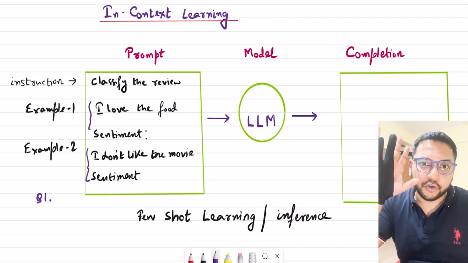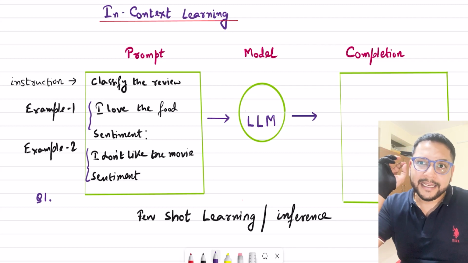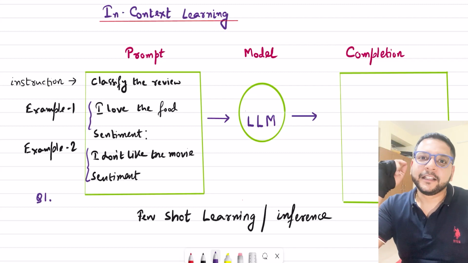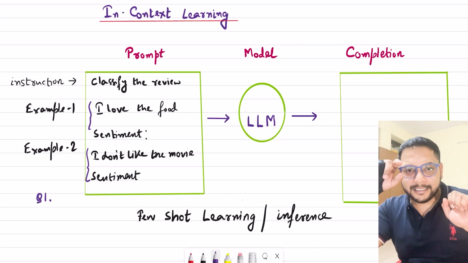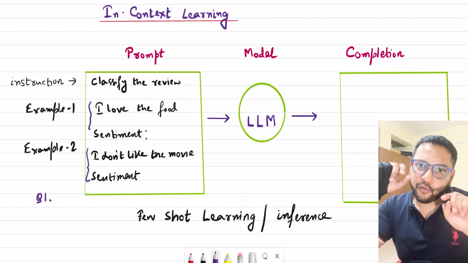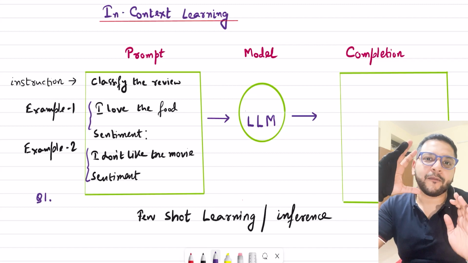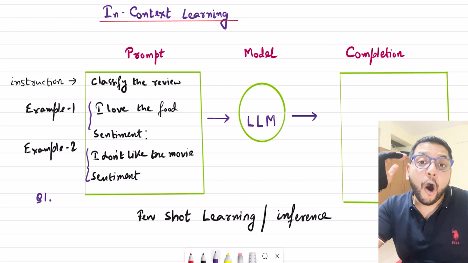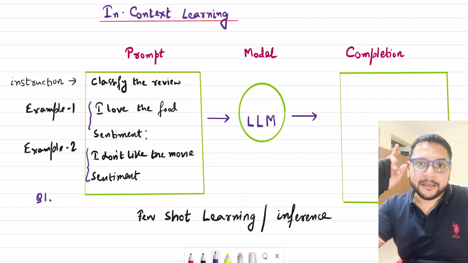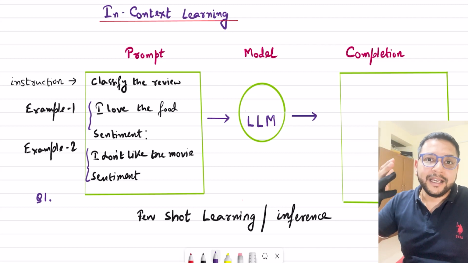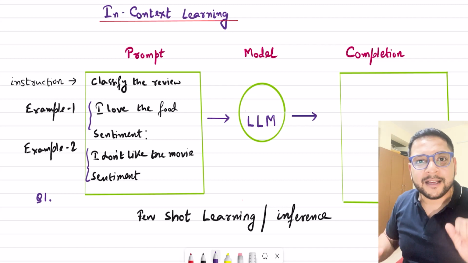So there is one question which can come to your mind, if you have an inquisitive mind: in zero-shot learning you are not providing any example, in one-shot learning you are providing one example, and in few-shot learning you are providing a few examples. Now how many examples is really good? It might come to your mind, will 10 examples be good or will 2 examples be good?